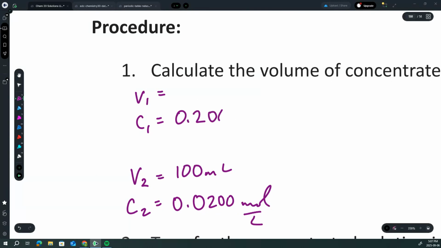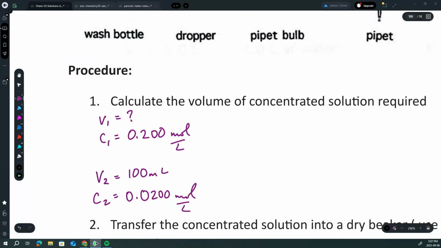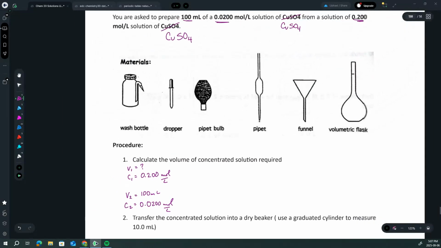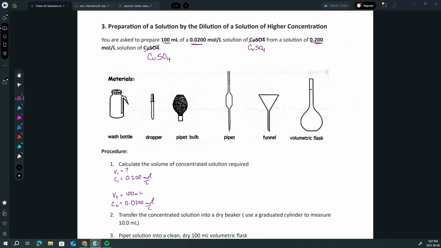Actually, there's a couple zeros there. And we have no clue what the volume is that we need. Okay, so another way for dilution questions that you can check that you have the concentrations in the right spot: for dilution questions, C1 is always going to be a bigger number than C2, for dilution questions only, okay? That's the only type of question that I can guarantee in which C1 is going to be bigger than C2.